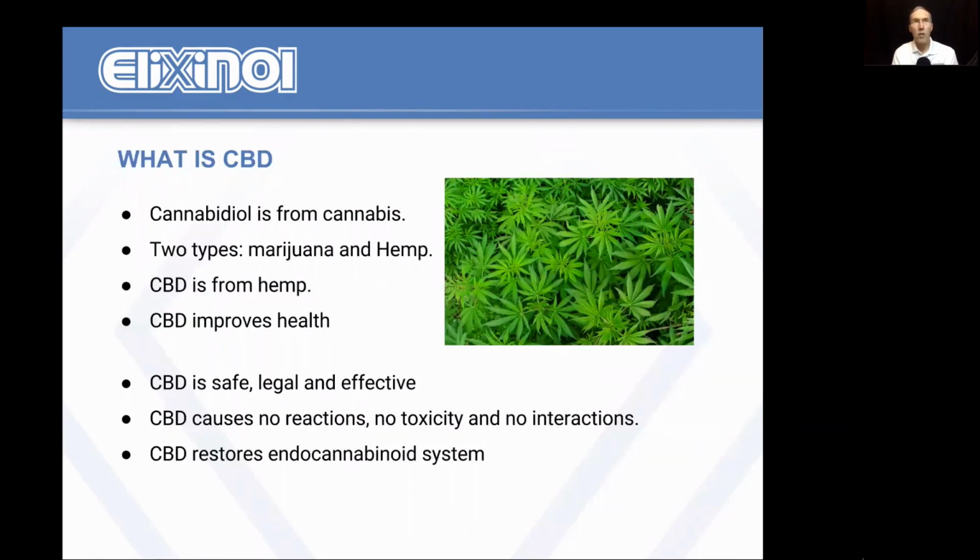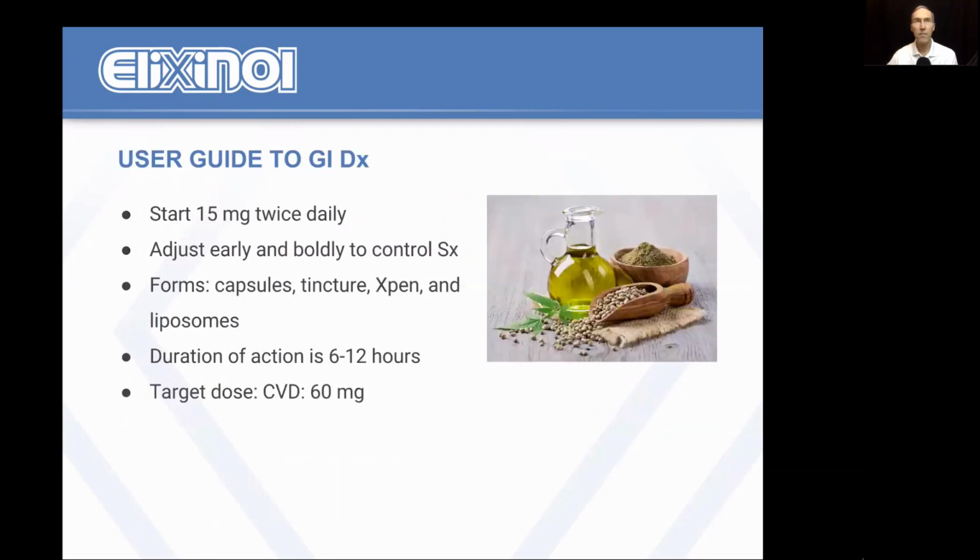So let's get back over to cannabidiol. You know by this time about cannabidiol being from cannabis, the two major types being marijuana and hemp, and that CBD is primarily from hemp, and it improves health. It's safe, it's legal, it's effective, and CBD doesn't cause any reaction toxicity, and there's no significant interactions with other drugs. Most of all, cannabidiol restores the endocannabinoid system to return us back to health.